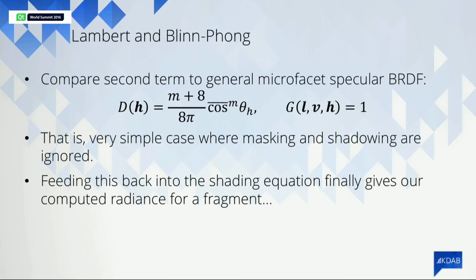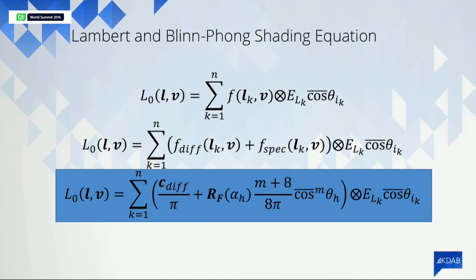If we compare that to our general purpose microfacet specular BRDF, we can see that the Phong plus diffuse term reduces down to having our G function, our geometric function, set to 1, i.e. we're completely ignoring shadowing and masking. And the normal distribution function, D, comes out as that specular term that we had there, taking away the Fresnel part. If we feed all of that back into our original shading equation, we end up with this here, and after a bit of simplification, we end up with that term on the bottom. And that's what we need to implement in our shaders.